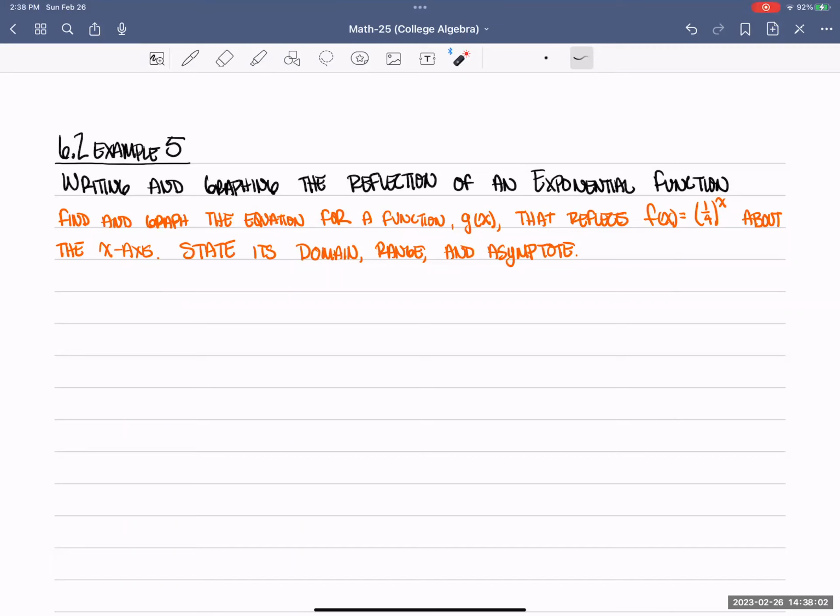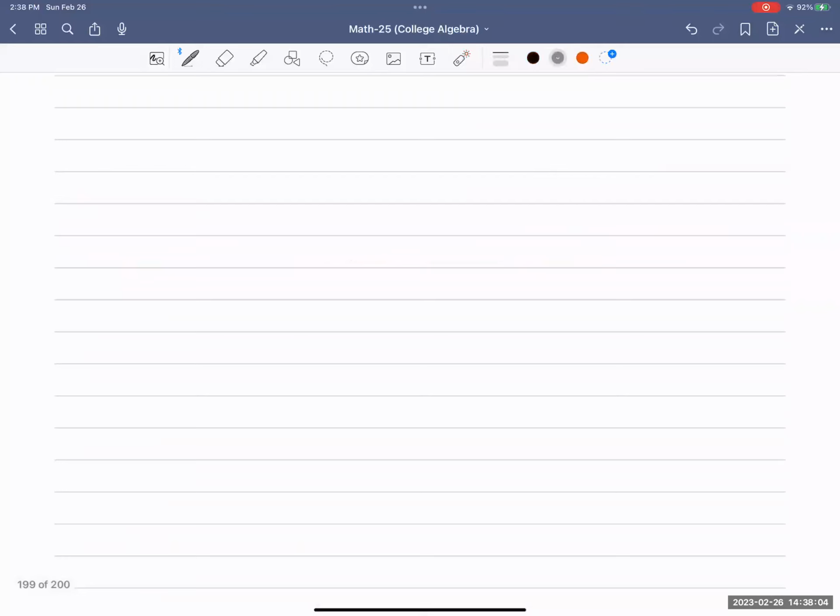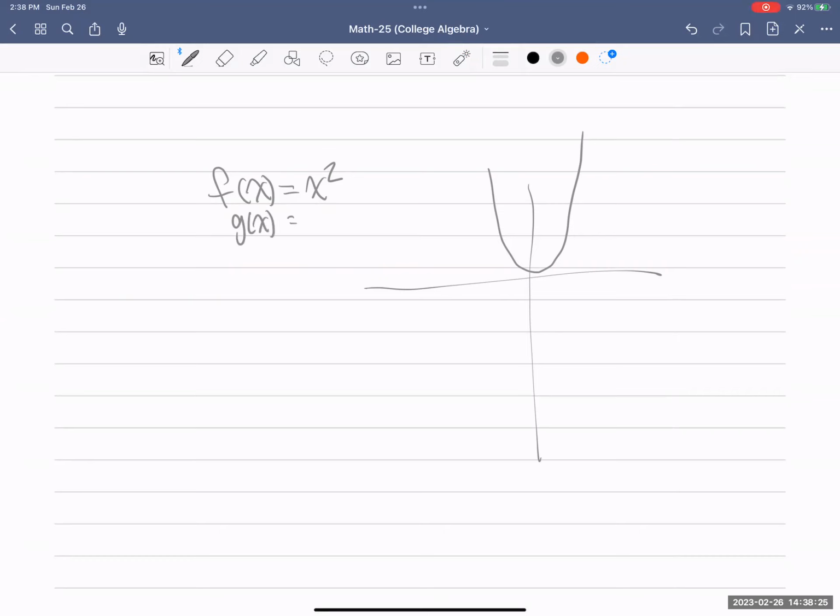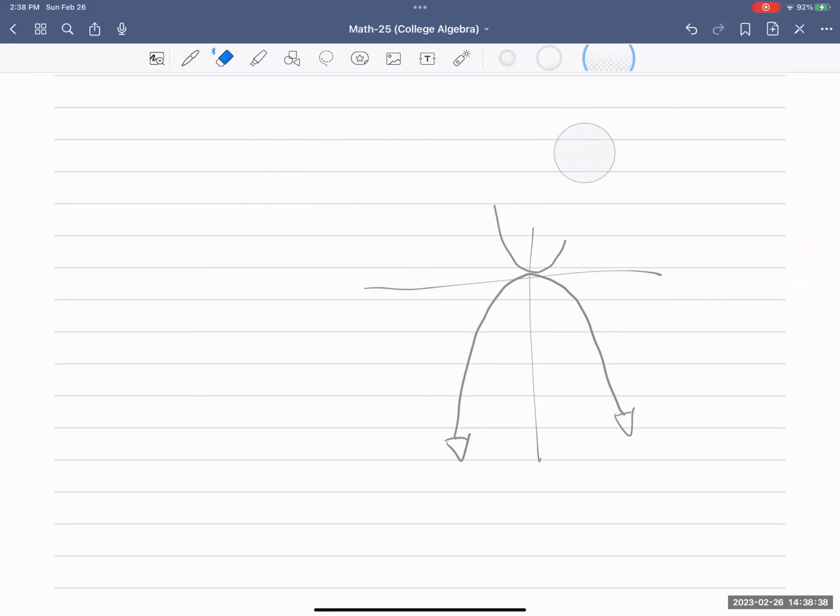So let's do a little recap on transformation of functions. If we had just regular old f of x equals x squared, it's a parabola that's opening upward. To reflect it about the x-axis, all we have to do is throw a negative in front of it. So negative x squared is going to give us this graph. So really all we have to do is throw a negative in front of whatever graph we want in order to reflect it about the x-axis.